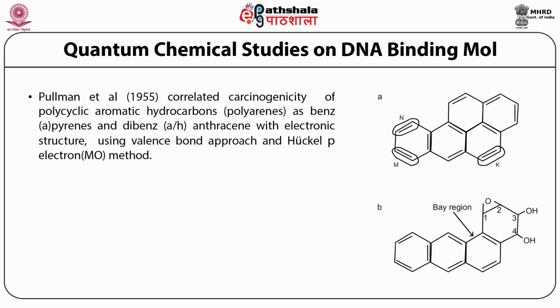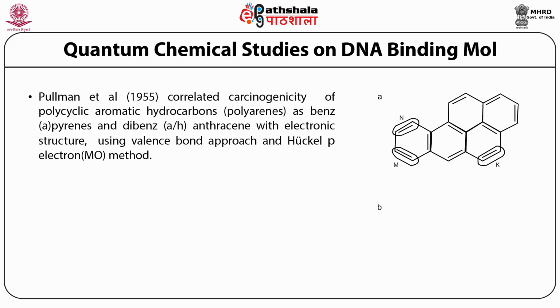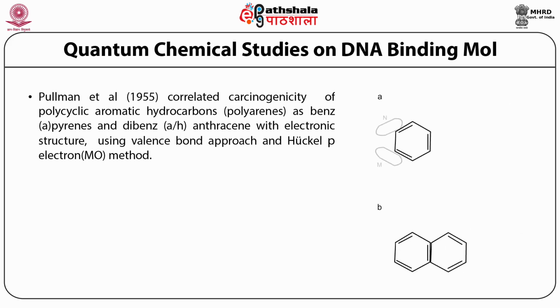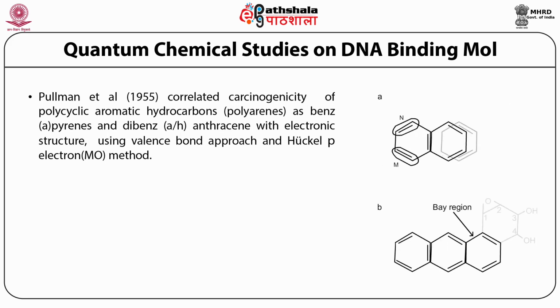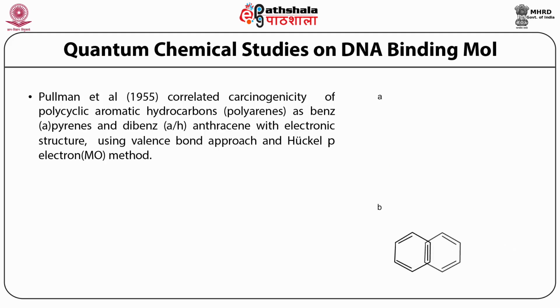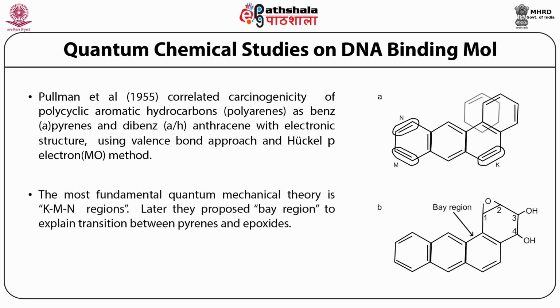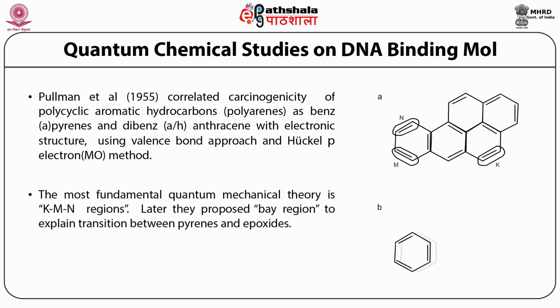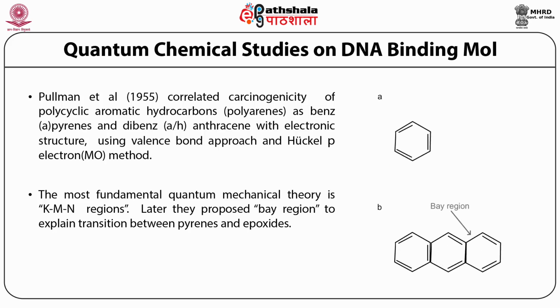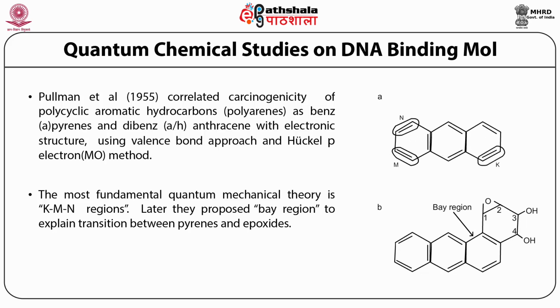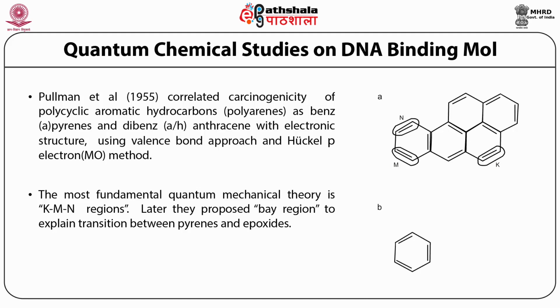The first quantum chemical studies on DNA binding were reported by Pullman's group in 1955. They tried to correlate carcinogenicity of polycyclic aromatic hydrocarbons, polyarenes, as benzpyrene and dibenzanthracene with electronic structure using a very simple method, valence bond approach, and Huckel pi electron molecular orbital method. The most fundamental quantum mechanical theory is K region. Later, they also proposed Bay region to explain transition between parents and epoxides.